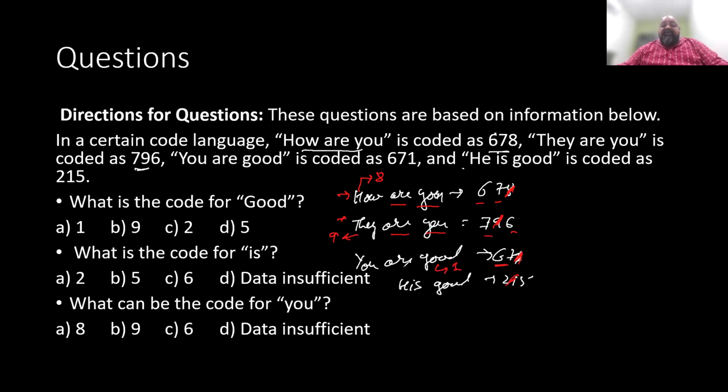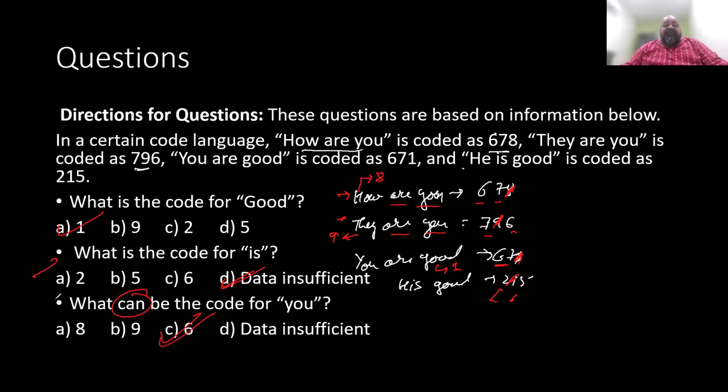We are left with 'he is'. 'He is' has not been used. So what is the code for good? It is 1. What is the code for is? Again, is could be either 2 or 5, therefore data insufficient. What can be the code for U? Are and U have to be 6 and 7. Out of the options, U can be 6. So the answer is C.